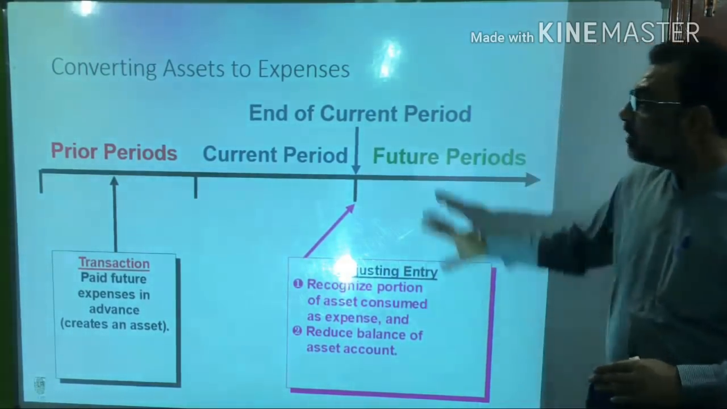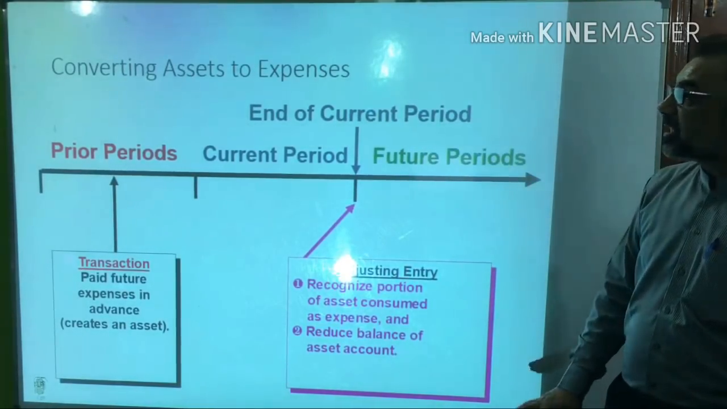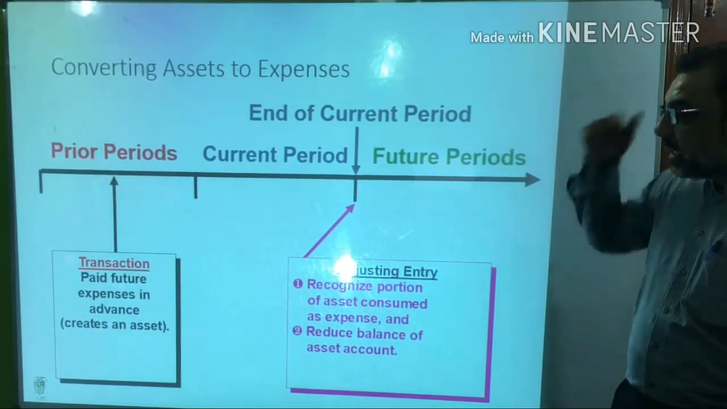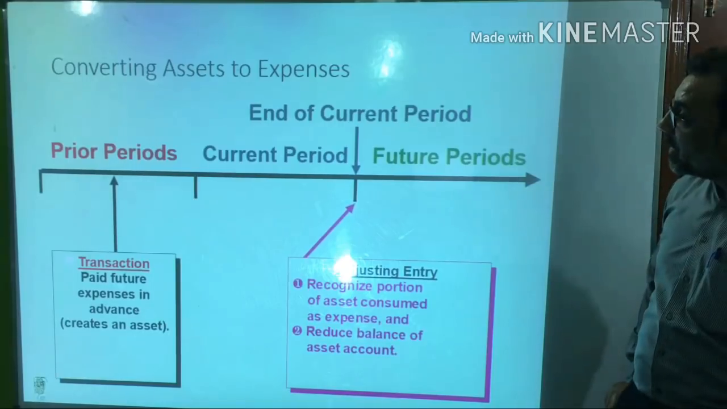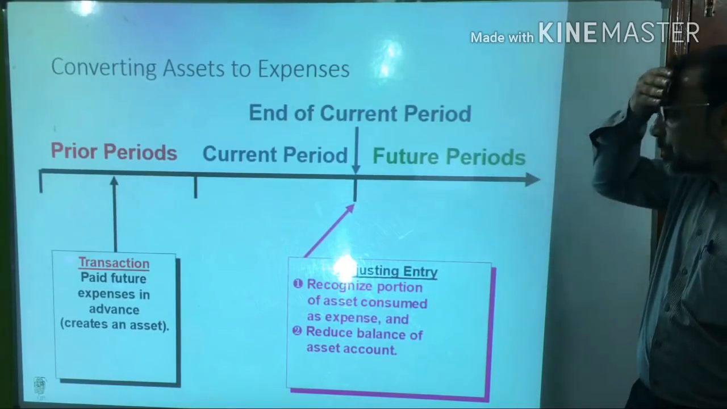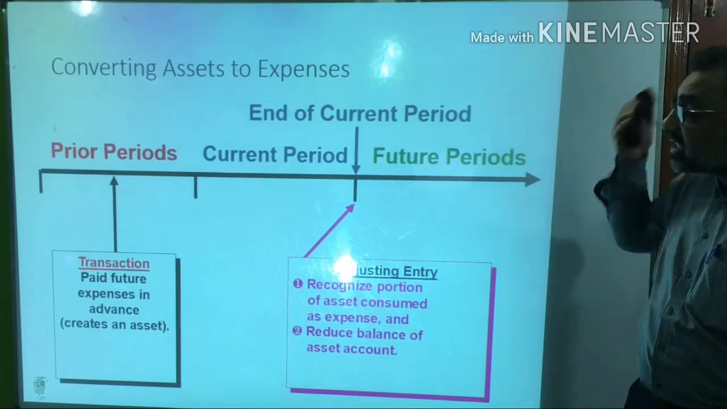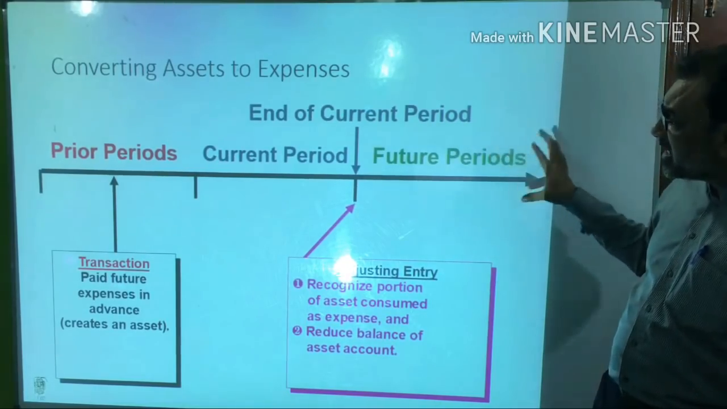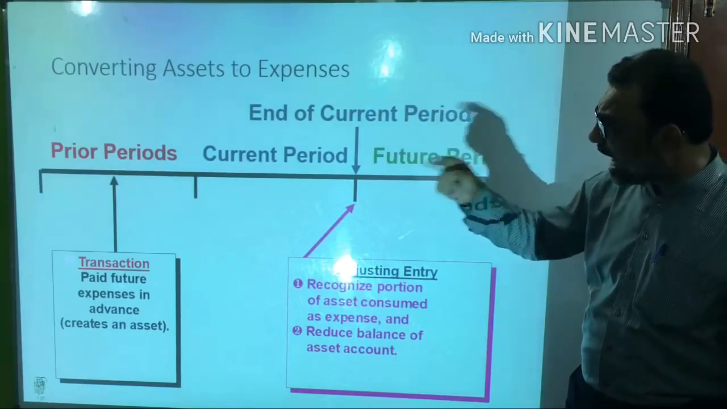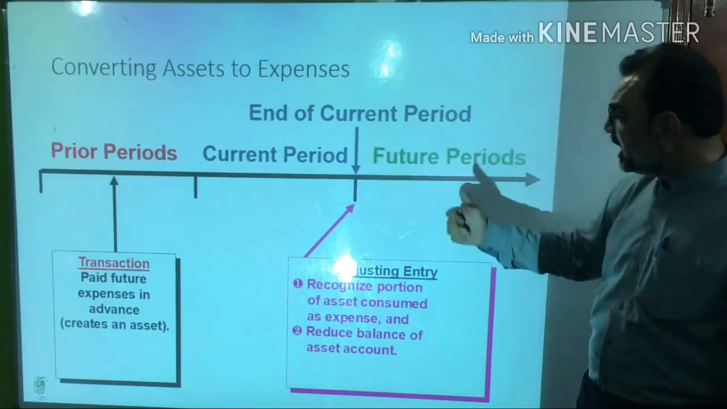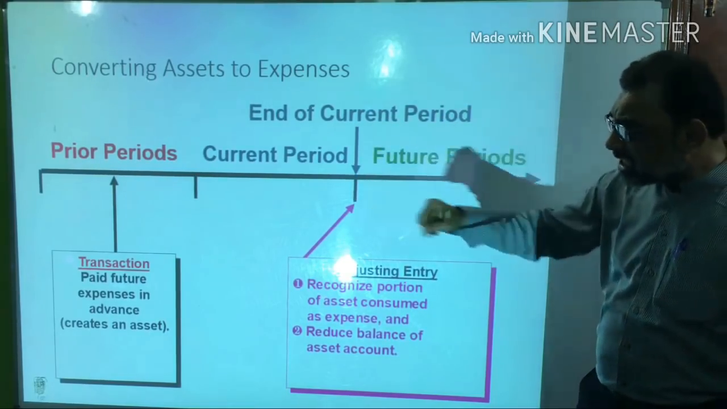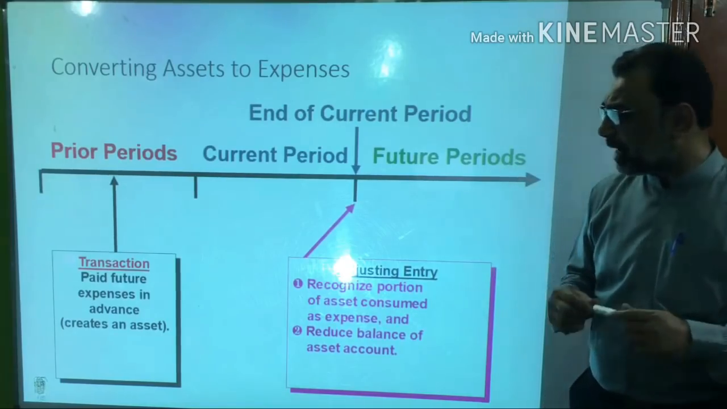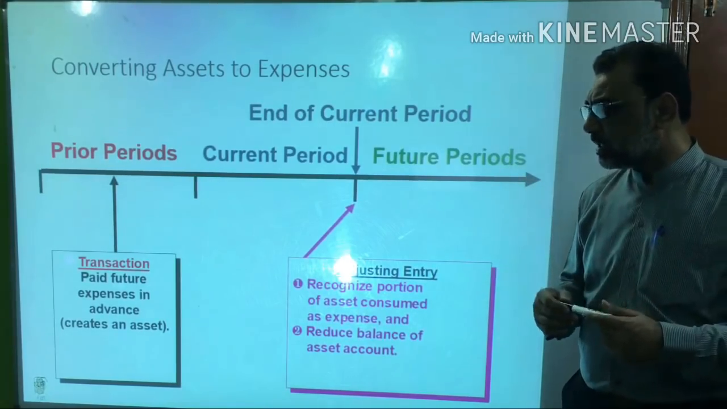So now you can see converting assets to expense. Here we are taking the example of the first type of adjusting entry, which is converting assets to expense. We have broken down the adjusting entry into three periods: the prior period, the current period, and the future period. The business transaction, for example, is paid future expense in advance.